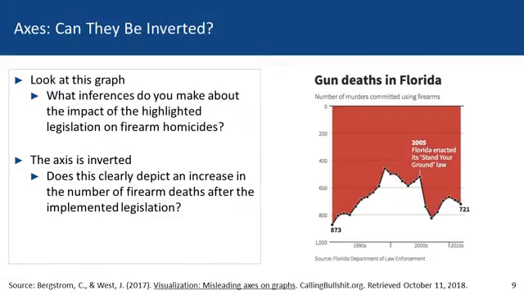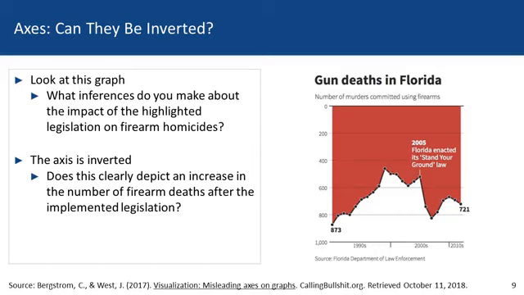Now, can axes be inverted? Look at this graph. Stepping back, this is a graph that looks at gun deaths in Florida. It compares these from the early 1990s through the mid-2010s. You can see that they have highlighted a change in the year 2005 when a particular legislation was enacted. When you look at this graph, what inferences do you make about the impact of the highlighted legislation on firearm homicides? Now, please note that the y-axis is inverted.